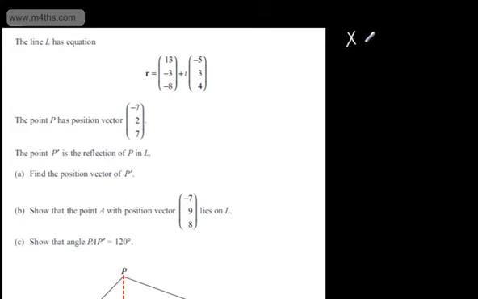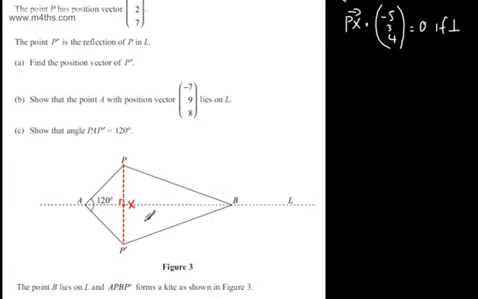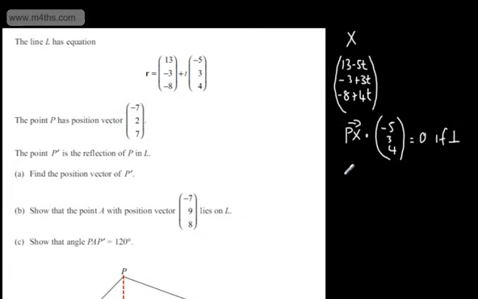So what we're going to do is define this point X. X will have the position vector, and it's just a general point on this line, so we're going to have 13 minus 5t, then minus 3 plus 3t, and then minus 8 plus 4t. So what I want to do now is dot PX with this direction vector, minus 5, 3 and 4, and this will be equal to 0 if perpendicular. So once I get a value for t, I can locate this point and go ahead and find P dashed from there.